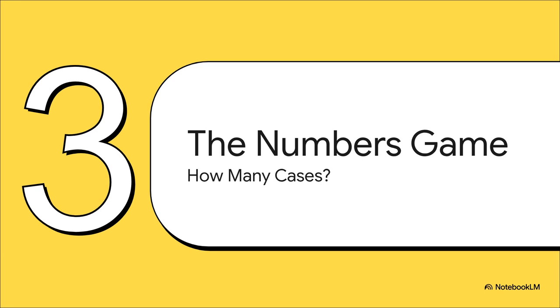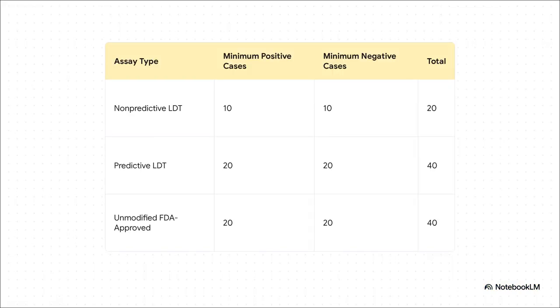Okay, so we've got our target, 90% concordance. But how do we actually prove that we hit it? Well, that leads us to the most practical question of all. How many cases, how many tissue samples do we really need to run? This table from the guideline makes it pretty clear. For a standard non-predictive LDT, like a basic diagnostic marker, you need at least 10 positives and 10 negatives. But look what happens with predictive markers. The bar gets a lot higher. Because those results are going to directly impact a patient's therapy, you need more data.